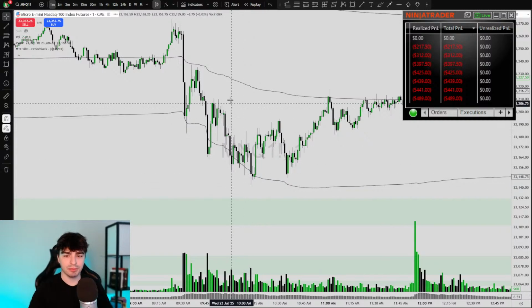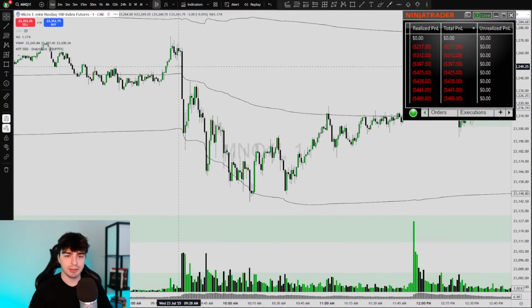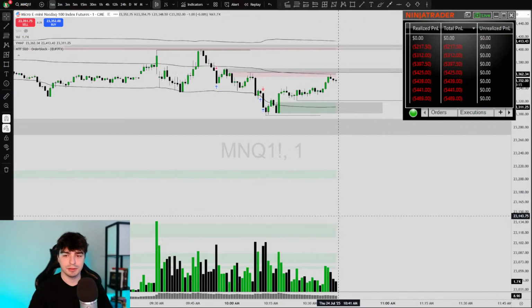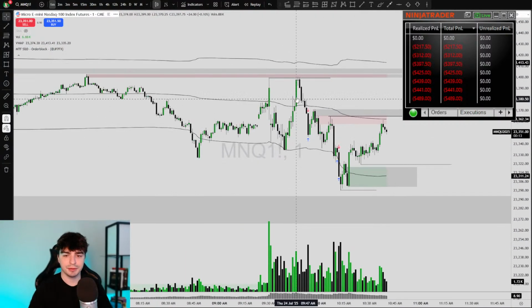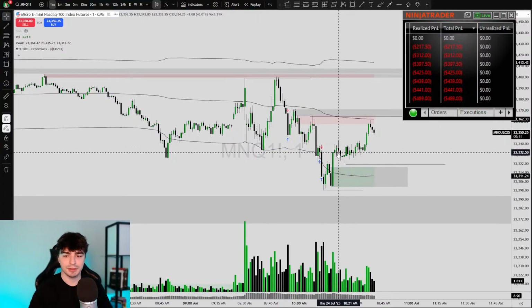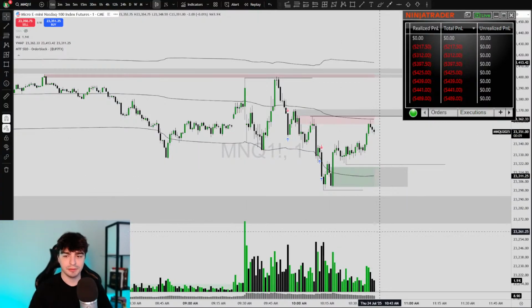Look at how similar the price action is to yesterday. Just dump, higher high, higher low, dump, higher high, higher low, to VWAP.